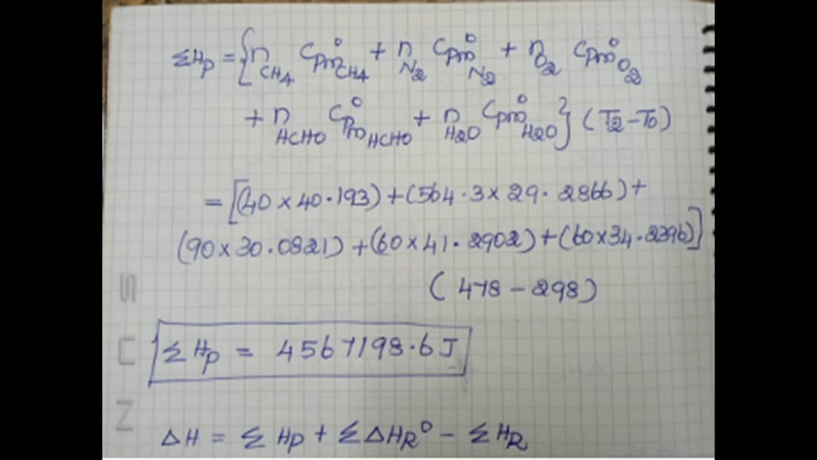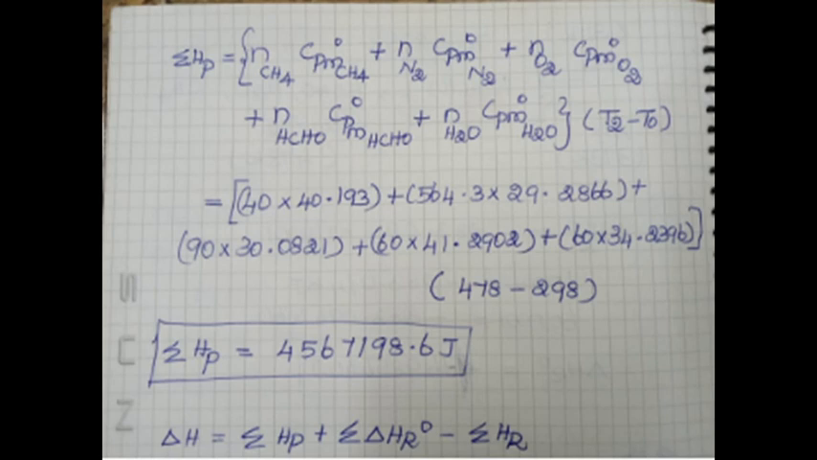Number of moles of formaldehyde means this is produced value. This is also a calculated value. You take that value, substitute here. Cp m dot formaldehyde, this is given data. n of water, this is water produced value. This is also a calculated value. You take that value, substitute here. Cp m dot water, this is given data.